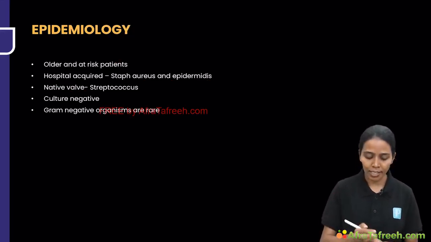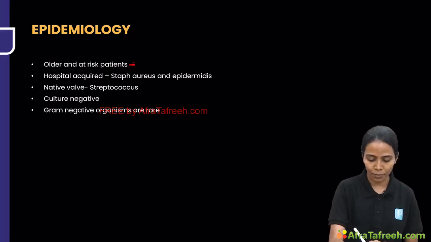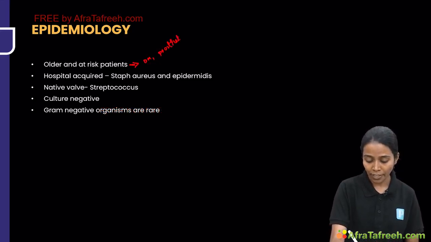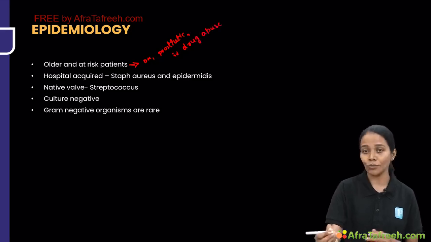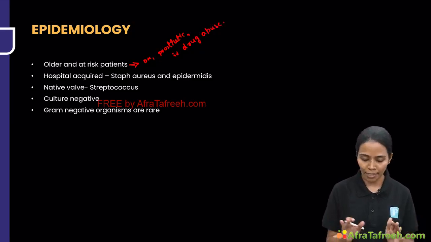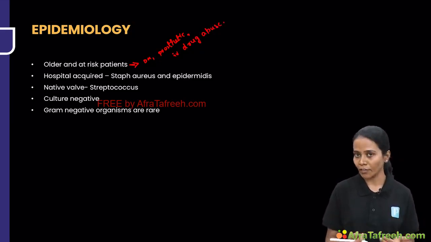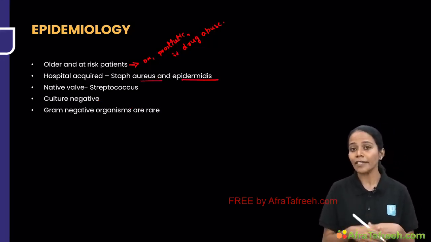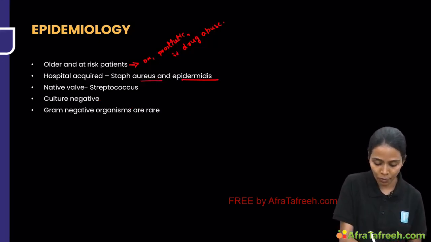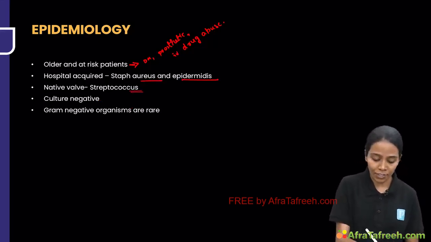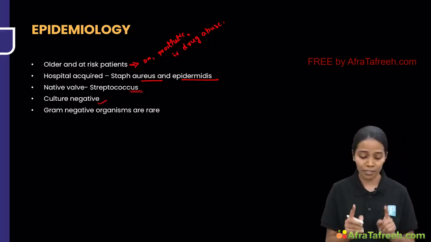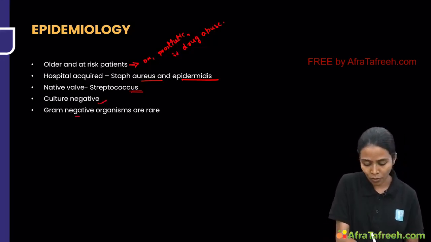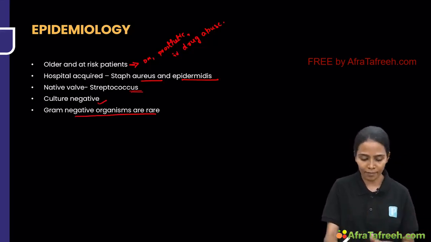Now, this is mostly seen in at-risk patients. At-risk patients are those with diabetes, anyone with a prosthetic valve, anyone with a history of IV drug abuse, malignancy, malnutrition, or alcohol. So all these become at-risk patients. Hospital-acquired infective endocarditis can be because of Staphylococcus aureus and epidermidis. Native valve endocarditis can be because of Streptococcus. Culture negative endocarditis can also cause this glomerulonephritis, and gram negative organisms causing glomerulonephritis are rare.